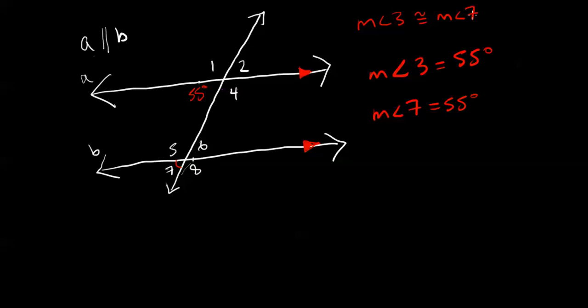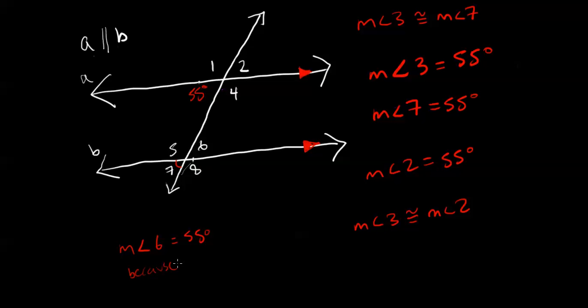Now measure of angle 2 also equals 55 degrees by the vertical angles theorem. Angles 3 and 2 are vertical angles, so they are congruent and therefore have the same degree. Measure of angle 6 equals 55 degrees also by the corresponding angles postulate, because angle 2, which equals angle 3, is a corresponding angle with angle 6.